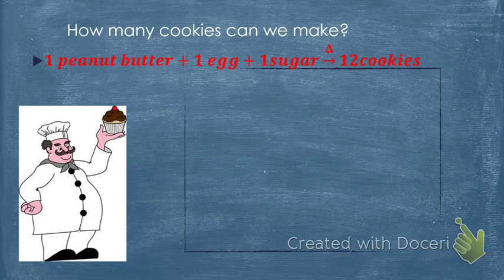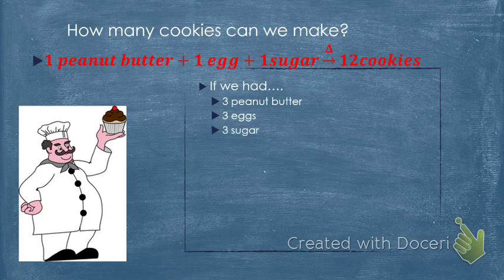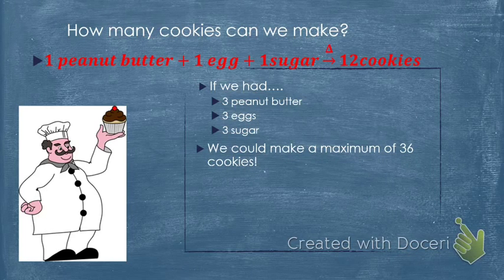So how many cookies can we make if we had 3 peanut butters, 3 eggs, and 3 sugars? Since 1 to 1 to 1 to 12 is the stoichiometry, 3 to 3 to 3 will make 36. We can make a maximum of 36 cookies in this scenario.